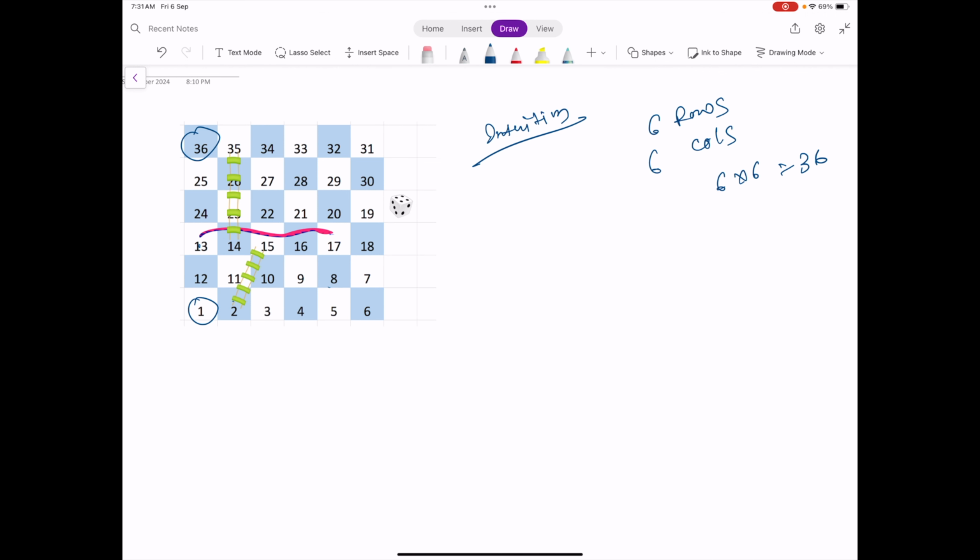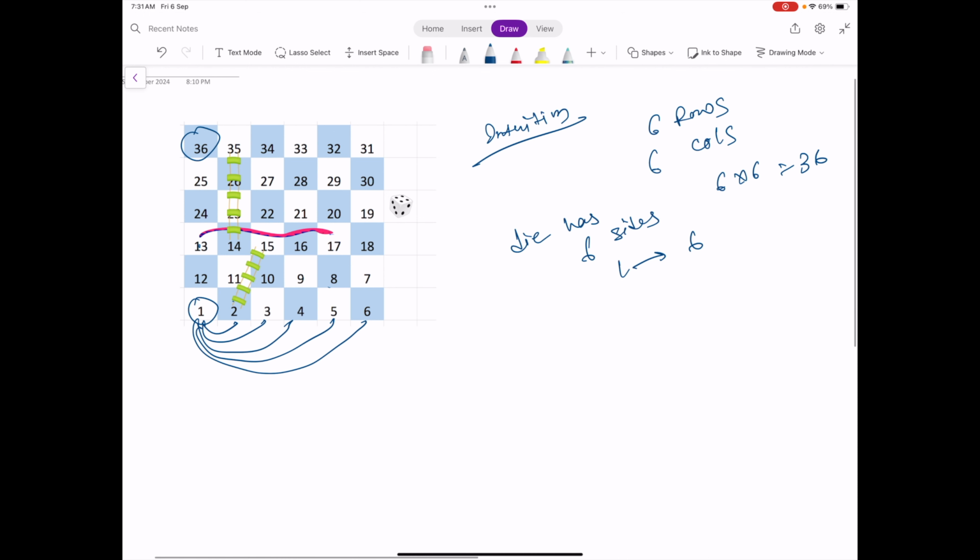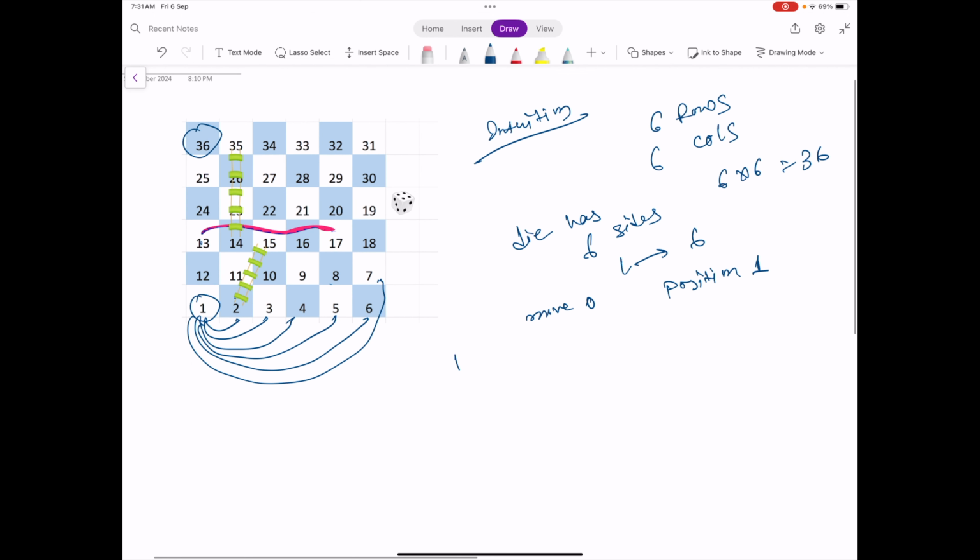And the die has 6 sides, which are numbered from 1 to 6. So from the first cell, from this particular cell, we can go to 2, 3, 4, 5, 6, or 7. So these we can travel to with a single move. Let's say currently our move is 0 and we are at position 1.